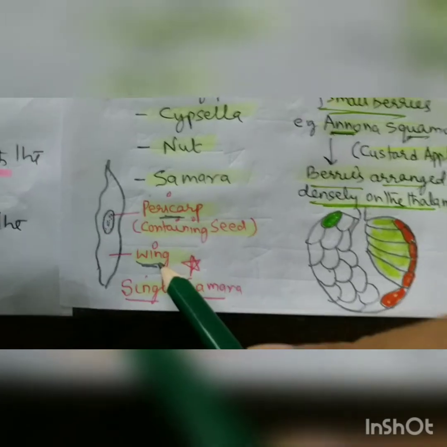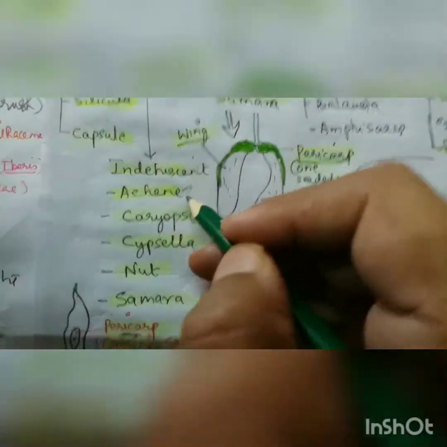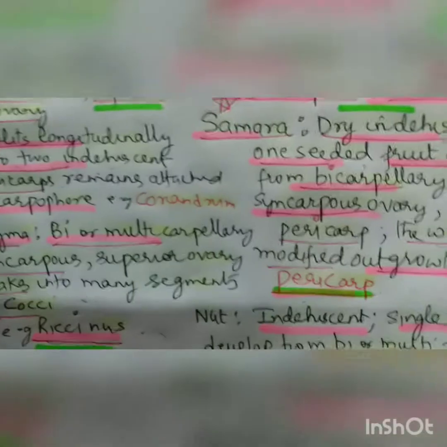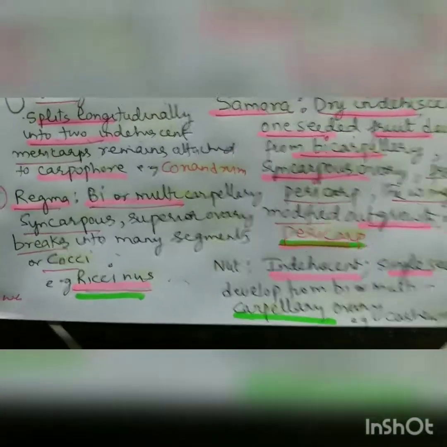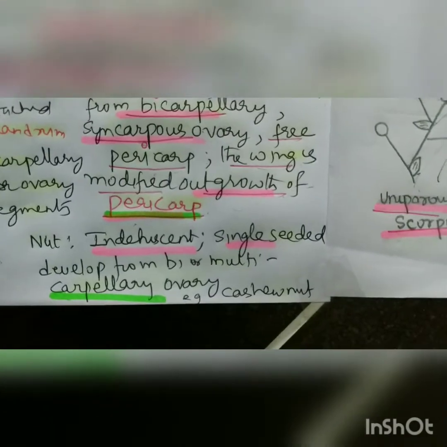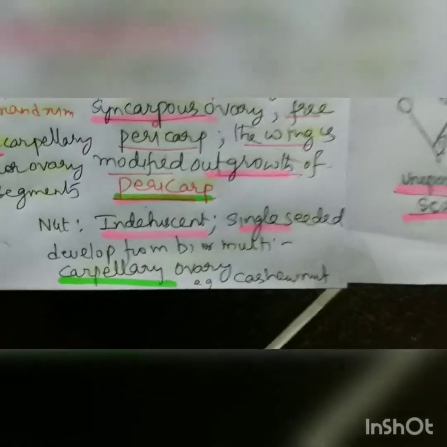So now we are coming to the indehiscent. We did the achene, caryopsis, cypsela, nut, and samara. Nut I told you; we have already done nut earlier also. So nut is indehiscent, single-seeded, developed from a multicarpellary ovary, and that is the cashew nut.